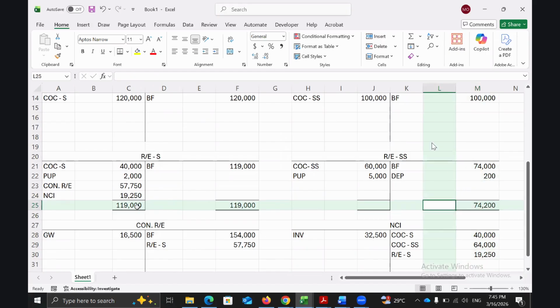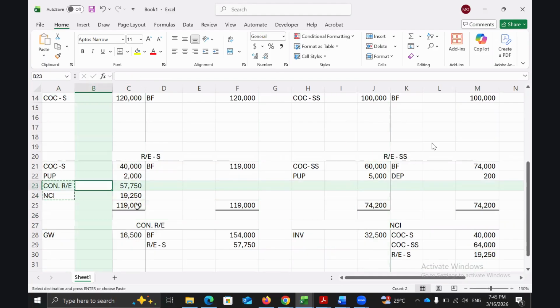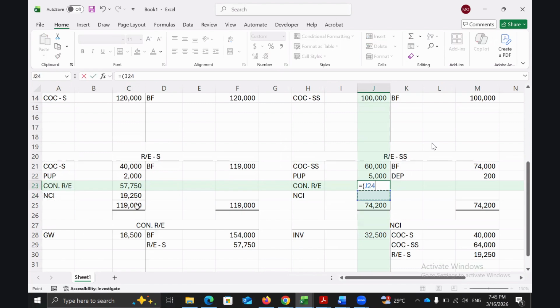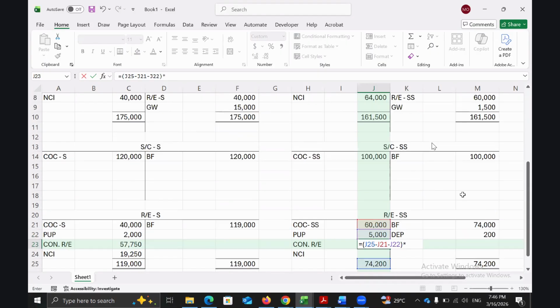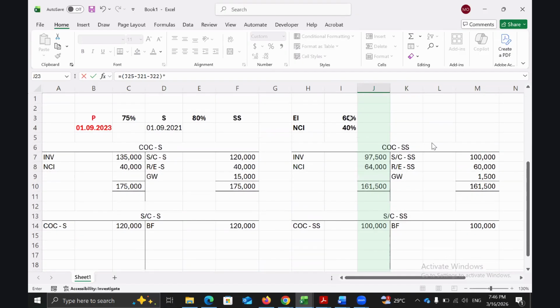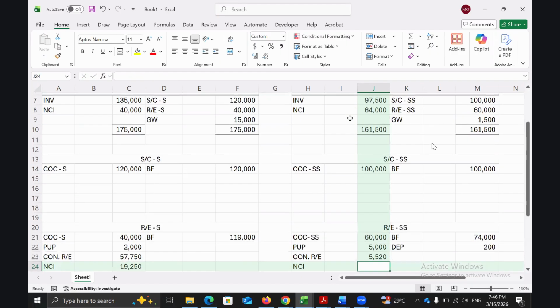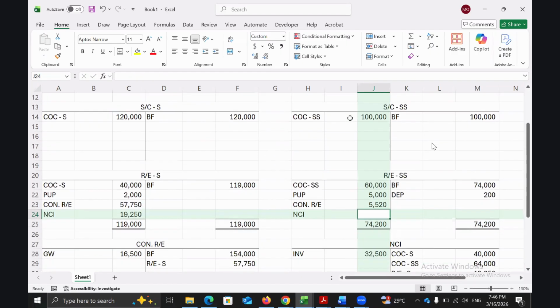Then with the retained earnings of SS, to the consolidated retained earnings, we have a balance of 74,200. From this, we have already taken out 60,000 as the pre-acquisition retained earnings and another 5,000 for provision for unrealized profit. Then from whatever the remaining balance, 60% to the consolidated retained earnings and the balance amount to the NCI.